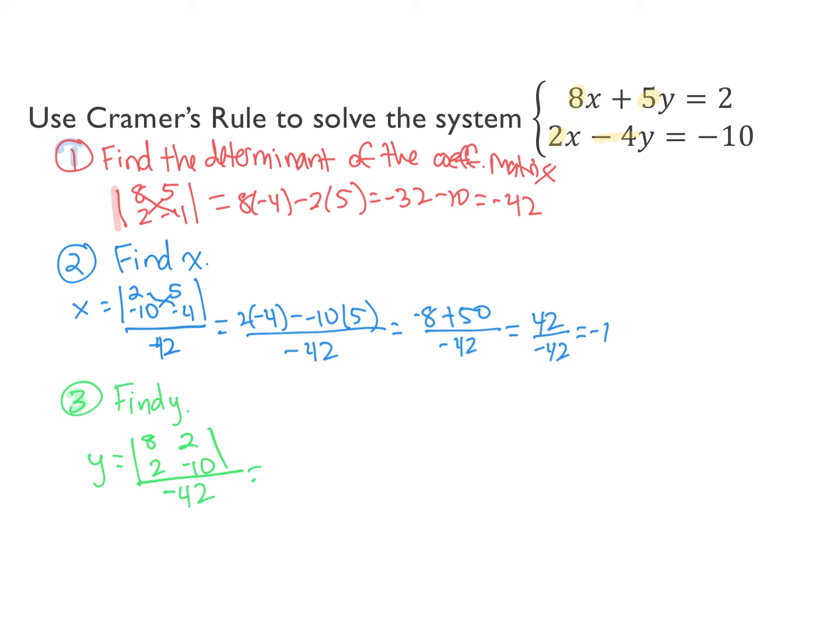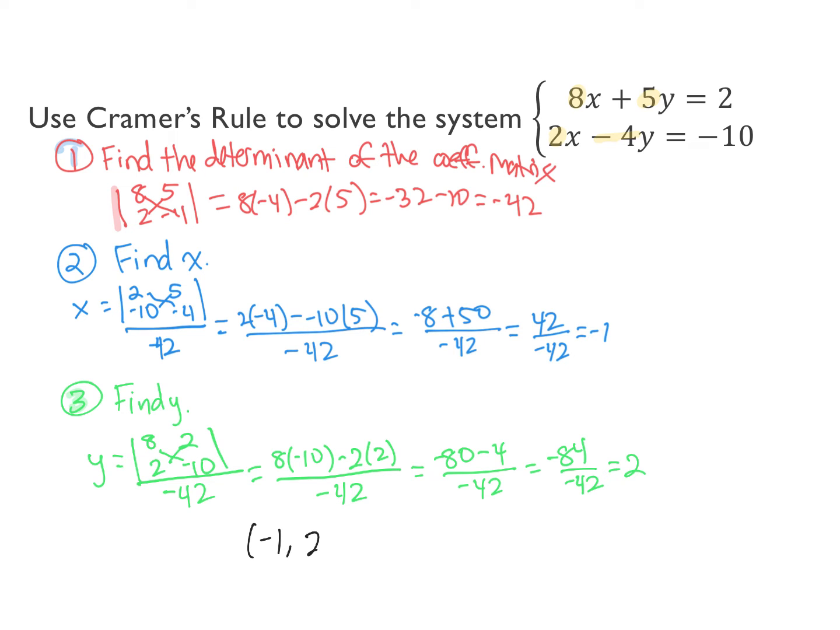And same process, we're going to find the determinant of the numerator. Diagonal start in the top left. So 8 times negative 10 minus 2 times 2 all over negative 42. Or negative 80 minus 4 divided by negative 42, negative 84 over negative 42, which is just 2. And then last but not least, we always write our solution as an ordered pair. X is negative 1, y is 2. And that's it. Cramer's rule.